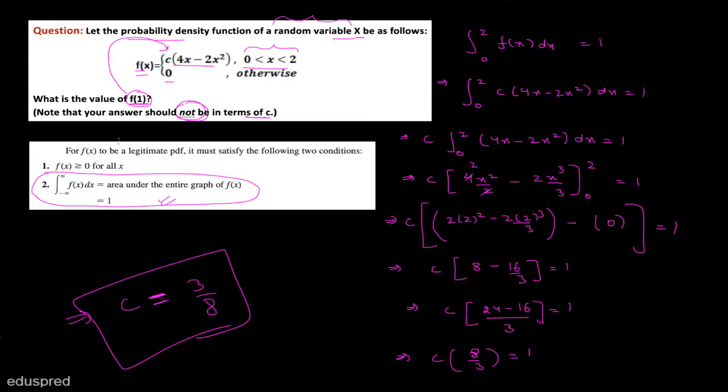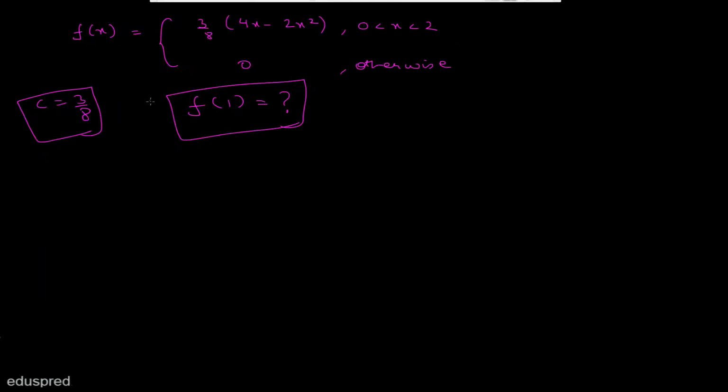Okay, so now that we know the value of c, we can talk about the value of f of 1. Over here I'm going to explain what the meaning of this f of 1 is, because I've seen many students getting confused about this. Many students think that this f of 1 is actually equal to the probability that x is equal to 1, and because in this question x is a continuous random variable, they think that this is going to be equal to 0. Well, this is completely wrong. First of all, understand what the meaning of this f of 1 is.